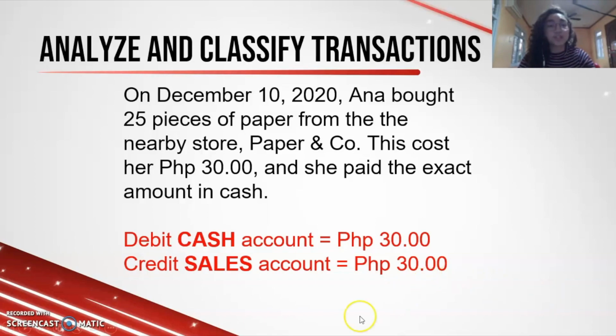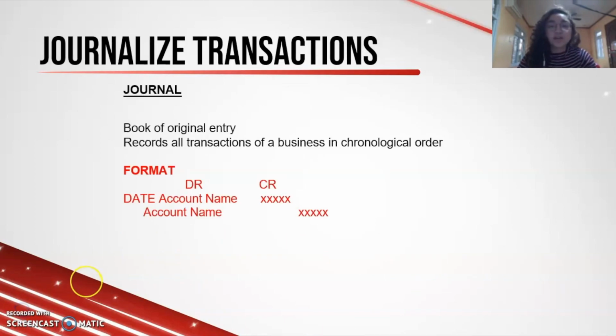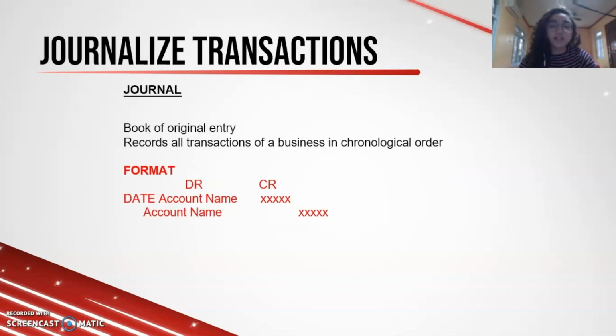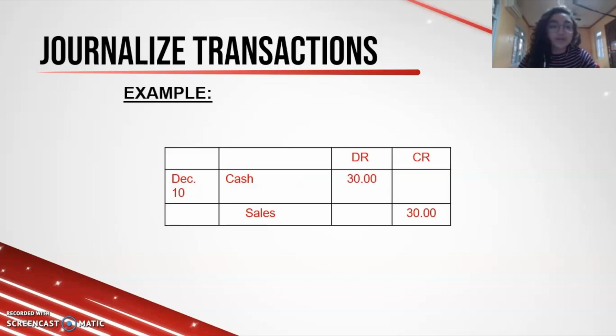Second step is to journalize transactions. In this step, we will record the transactions in the general journal, which is the book of original entry. It records all transactions of a business in chronological order. Here is the format of a journal entry. As always, debit is on the left and credit is on the right. Using our previous problem, here's an example of a journal entry. Debit is always written first, which is why we have cash in the first column, followed by sales.